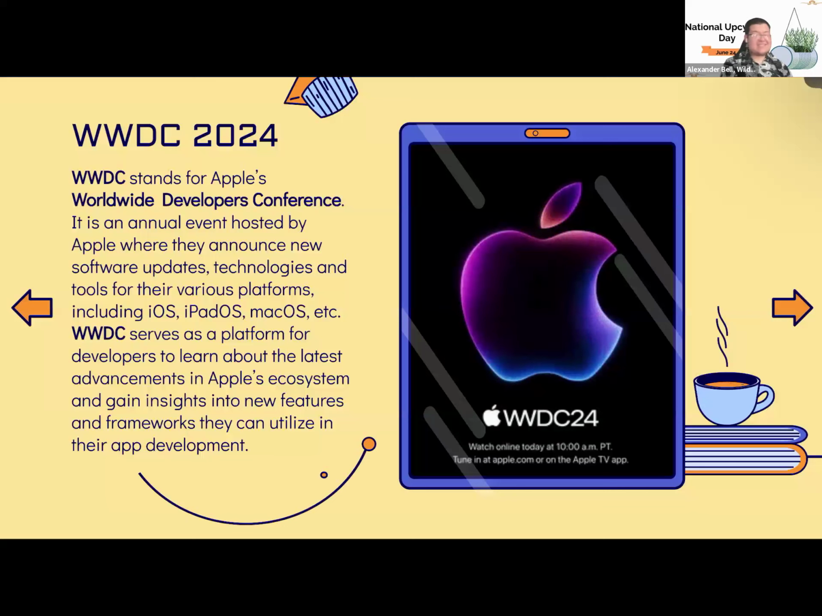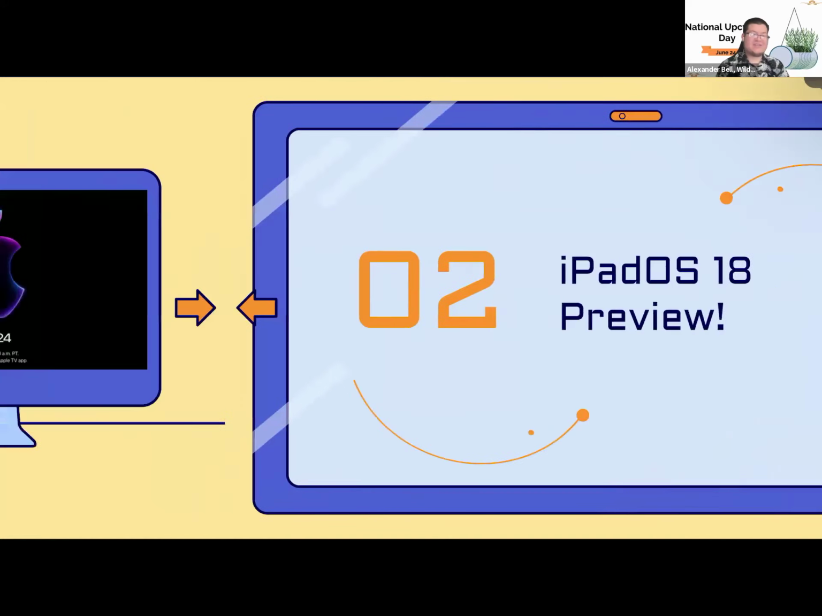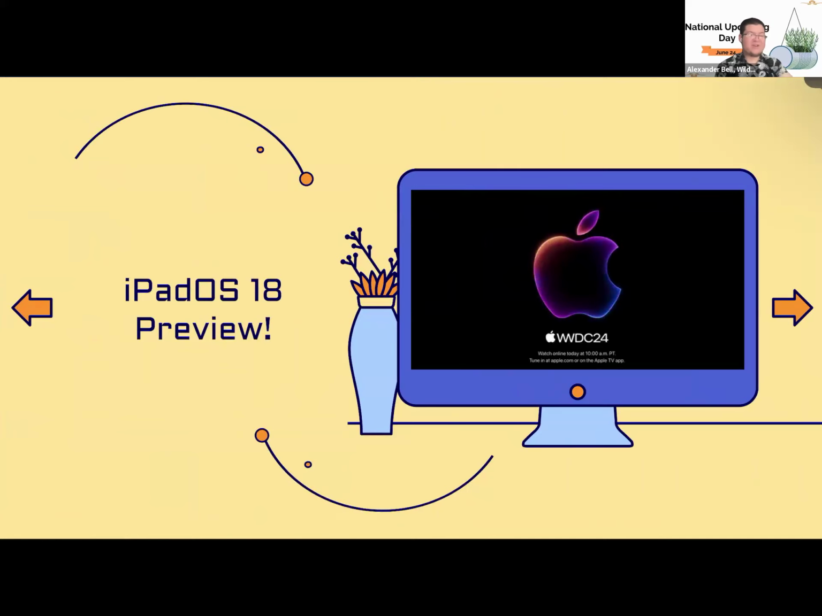Before we actually see this, again, WWDC stands for Apple's Worldwide Developers Conference. It's an annual event hosted by Apple where they announce new software updates, technologies, and tools for their various platforms, including iOS, iPadOS, macOS, etc. WWDC serves as a platform for developers to learn about the latest advancements in Apple's ecosystem and gain insights into new features and frameworks they can utilize in their app development. So WWDC 2024 happened 2 weeks ago on June 10th.